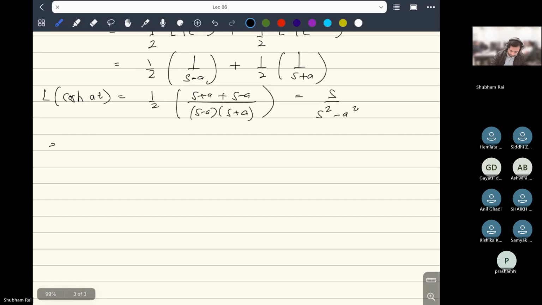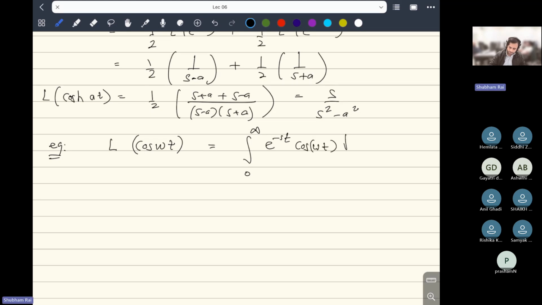Now, similarly, one more example I would like to take. Let's say we want to find the Laplace transform of cos of omega t. So it will be the integral from 0 to infinity of e raised to the power minus st times cos omega t dt. Can you try to solve this?